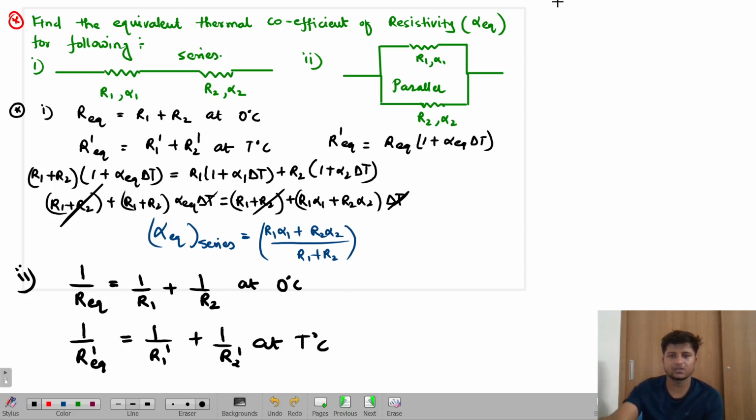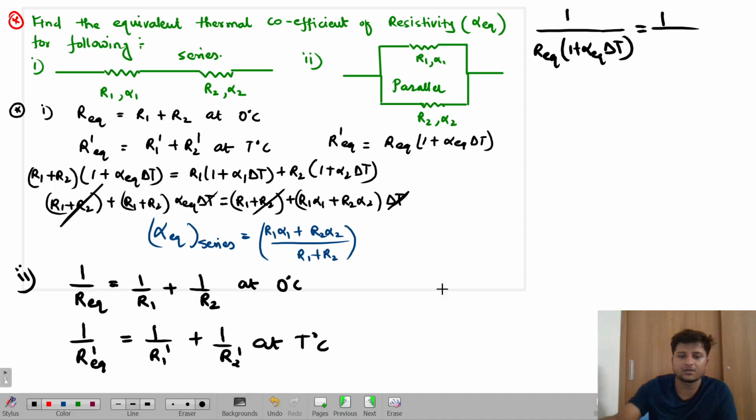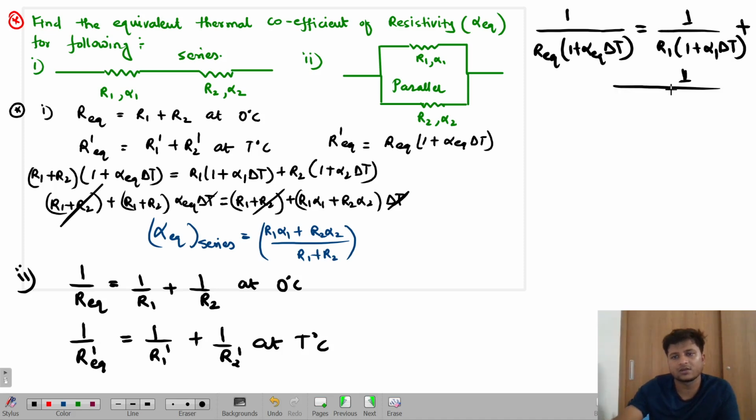So the equation will be what? Just use this equation. 1 by R equivalent is what? 1 by R equivalent into 1 plus alpha equivalent delta T, isn't it? Is equal to 1 by R1 dash, which is R1 into 1 plus alpha 1 delta T, plus 1 by R2 into 1 plus alpha 2 delta T. Is that clear or not? Are you able to get me?